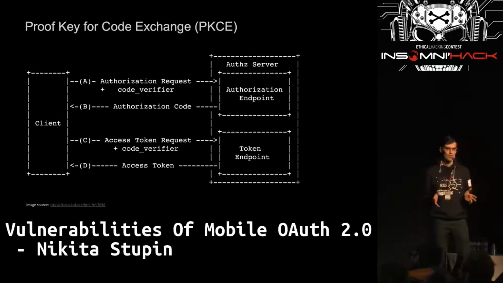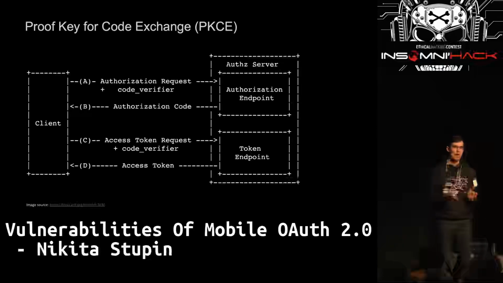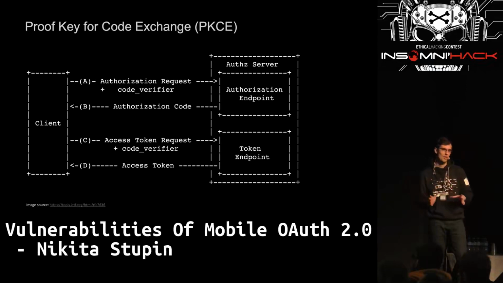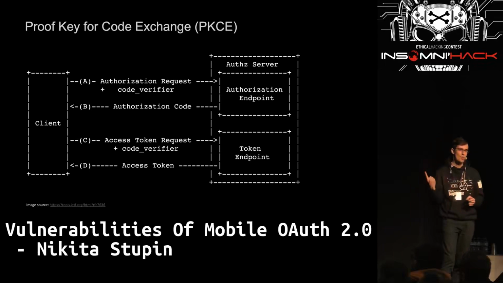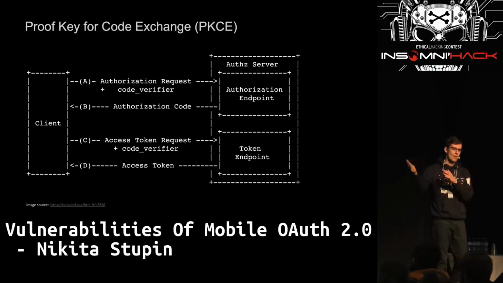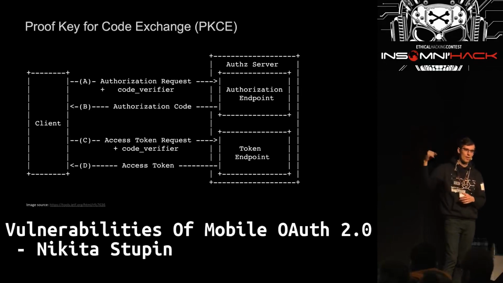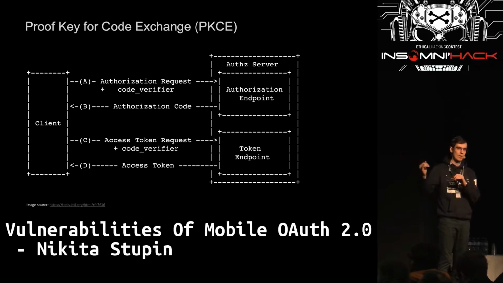And how does OAuth address this vulnerability? It does so with a big dirty hack called Proof Key for Code Exchange. Basically, it's one more parameter, and the client app adds this parameter to the first request. This parameter is called code verifier. Then the server gets this code verifier, saves it for later usage, and returns the authorization code as usual.